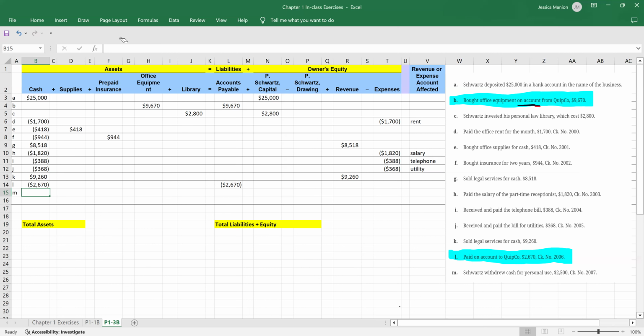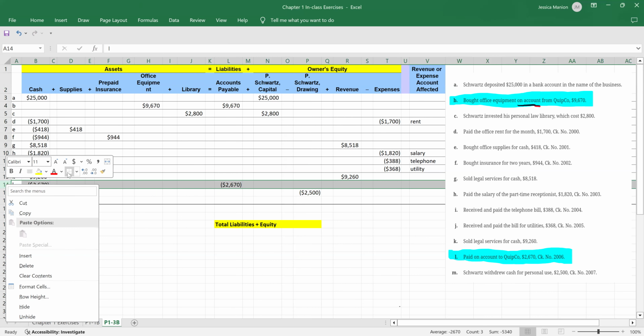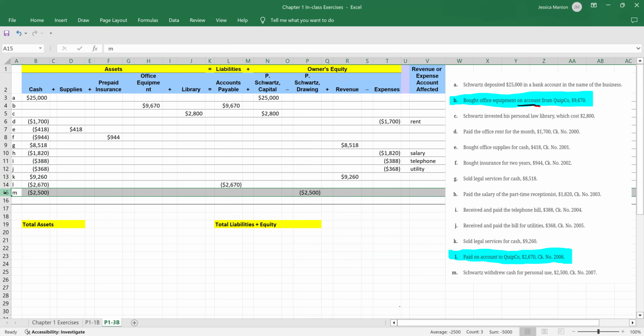We've got one more. So letter M, Schwartz withdrew cash for personal use, 2,500. Okay, negative 2,500 to cash. And this is an owner drawing. So we see it right here in this column. This is our owner drawing. Just like expenses, this decreases our equity. The owner's taking money out of the business, so that decreases our equity.